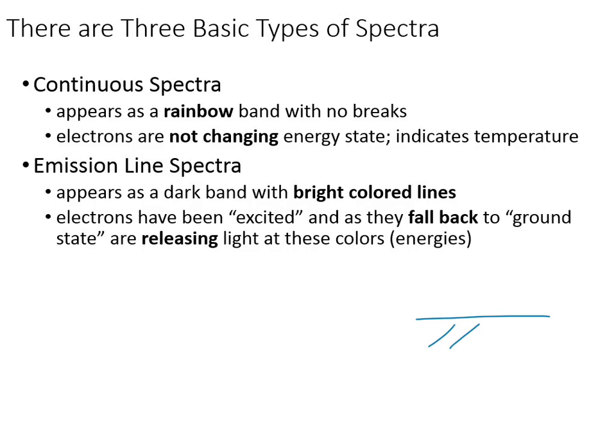So here we go. Here's energy level 1. This is a lower energy level, and here's energy level 2. This is a higher energy level. In emission spectra, somehow, usually through thermal energy, an electron has been promoted to a higher energy level. When that electron falls back down to the ground state, it emits a certain amount of light. That's emission spectra.